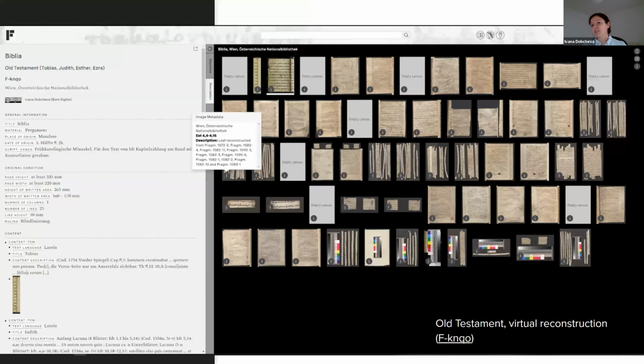And again, from this Bible survived quite a lot of leaves. They are already in Fragmentarium, and important for the documentation was also to put as metadata this virtual reconstruction, from which many fragmentary shelf marks come from.